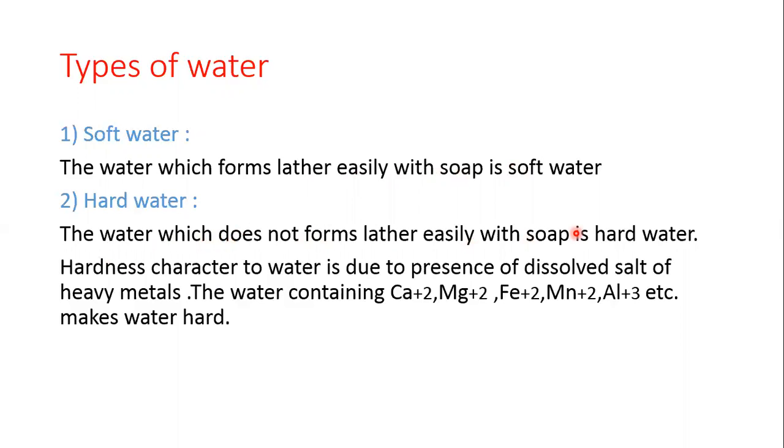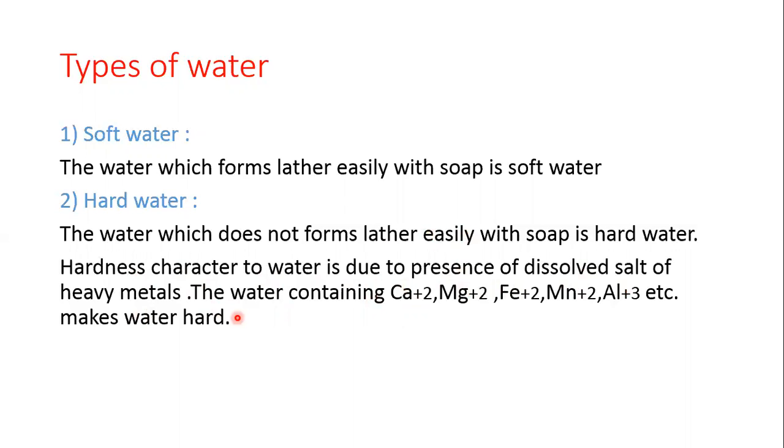Basically, soap solution is a sodium salt of the fatty acids which are soluble in the water. That's why in the presence of the hard metal ion, it forms an insoluble precipitate and it does not form the lather easily with the soap solution. So the hardness character of the water is because of the presence of some dissolved salts of the heavy metals like calcium plus 2, magnesium plus 2, Fe plus 2, manganese plus 2 and Al plus 3. So all these ions make your water hard in nature.